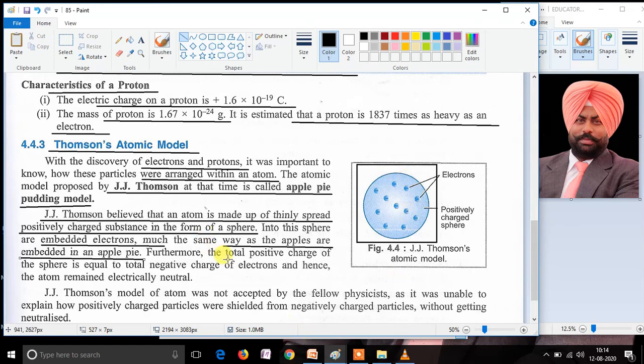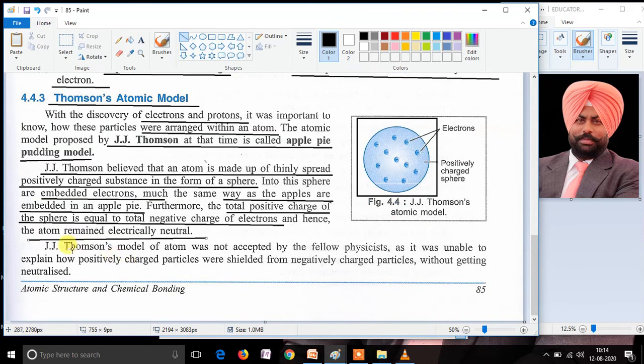Furthermore, he also stated that the total positive charge of the sphere is equal to the total negative charge of the electrons present inside the positively charged sphere, because of which an atom is electrically neutral.